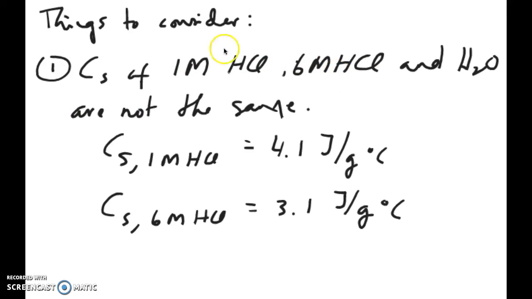Now, the specific heat of these is not going to be the same as the specific heat of water, which is 4.184. The 1 molar HCl is going to have a fairly similar one, so 4.1 joules per gram degree Celsius. So please use this number if you're using 1 molar HCl. If you're using 6 molar HCl, it's going to be quite different, so you're going to use 3.1 joules per gram degree Celsius. Use these numbers in your calculation. If not, you're going to be marked wrong.